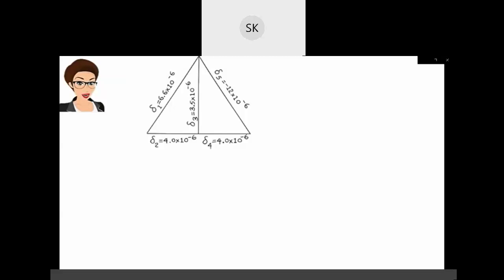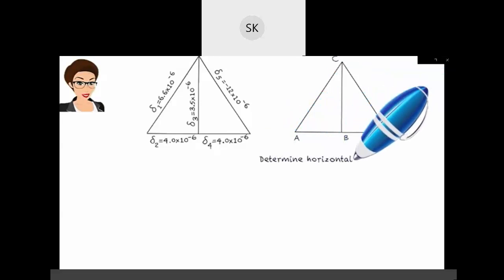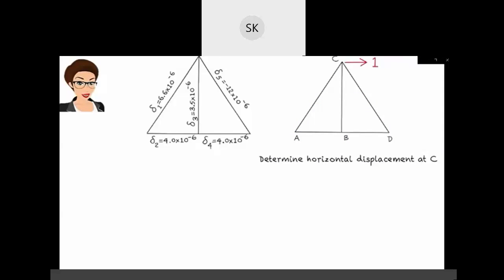Now that we have determined the elongation for each member due to the real loads, we can start calculating the desired displacements using the method of virtual work. To determine the horizontal displacement at point C, place a virtual unit load in the direction of the displacement at C. Now determine the member forces due to this load. A simple truss analysis gives us the following virtual member forces. A negative force value indicates the member is in compression.